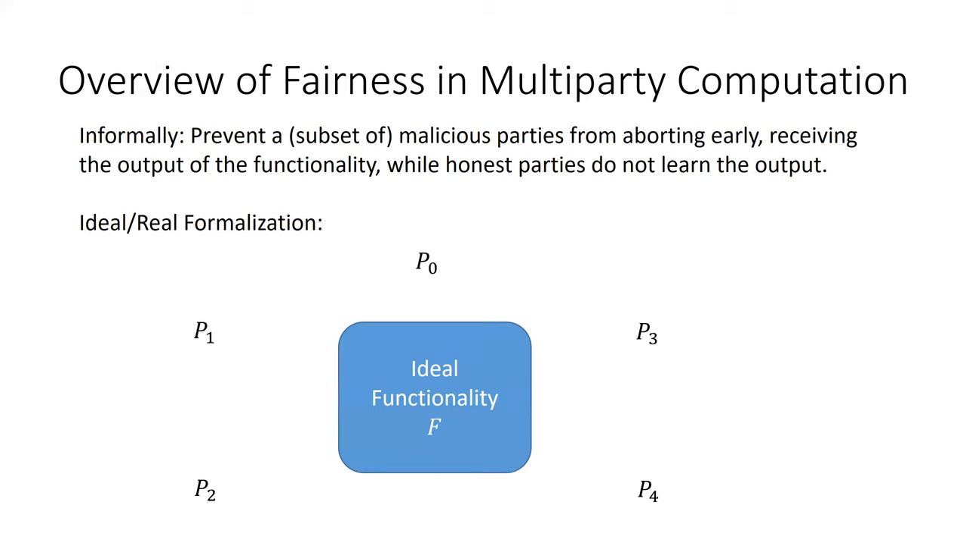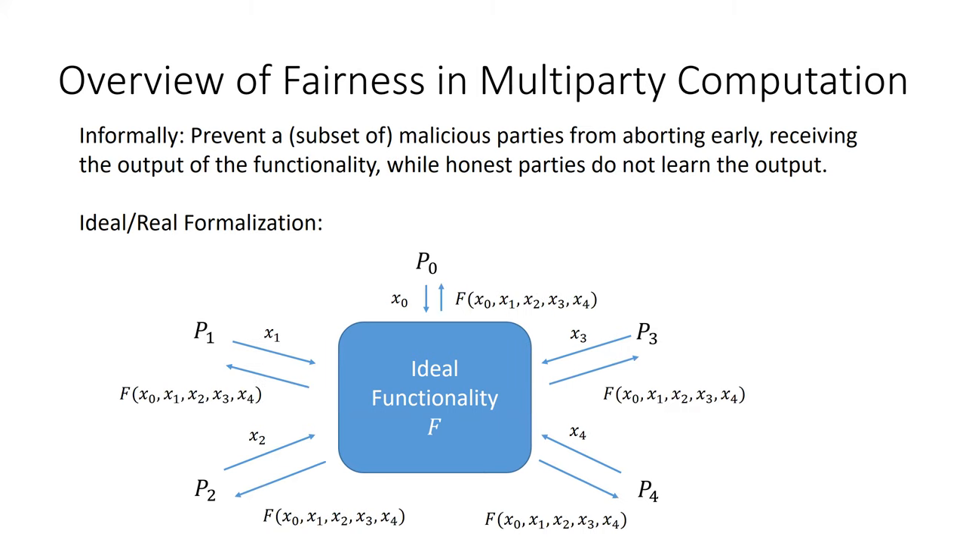In the ideal-real formalization, it means that in the ideal model, there are two stages. First, the parties send their inputs to the ideal functionality. In this stage, parties can still cause an abort to occur. In the second stage, all the parties get their output simultaneously, and no party can cause another party to not receive its output.